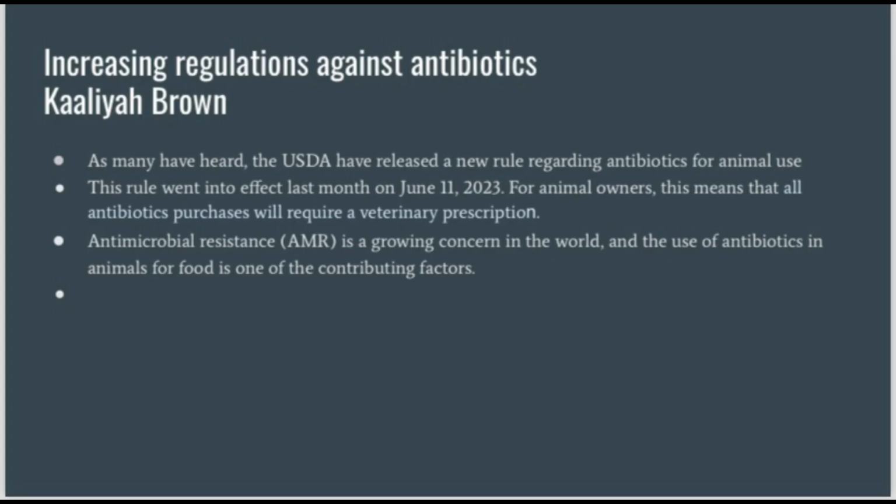Hello, my name is Kalia, and this is Increasing Regulations Against Antibiotics. As many have heard, the USDA has released a new rule regarding antibiotics for animal uses. This rule went into effect last month on June 11, 2023. For all animal owners, this means all antibiotic purchases require a veterinary prescription. Antimicrobial resistance, AMR, is a growing concern in the world, and the use of antibiotics in animal food is one of the contributing factors.